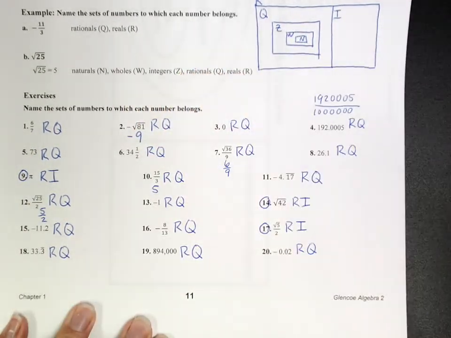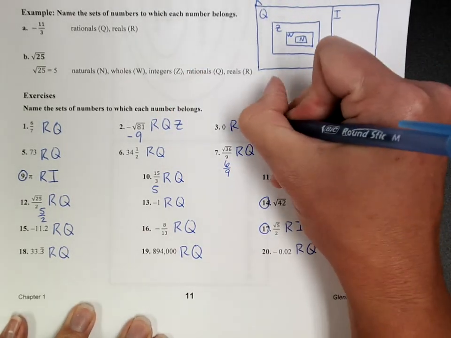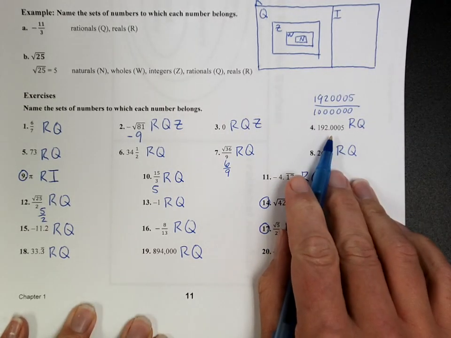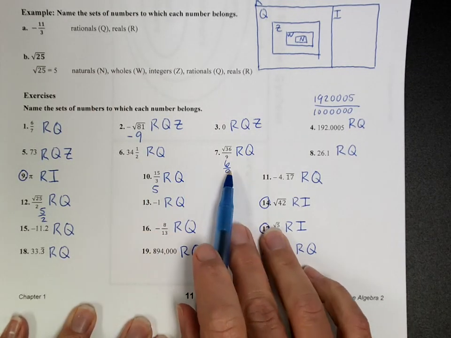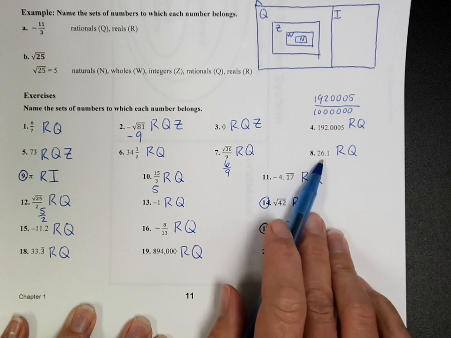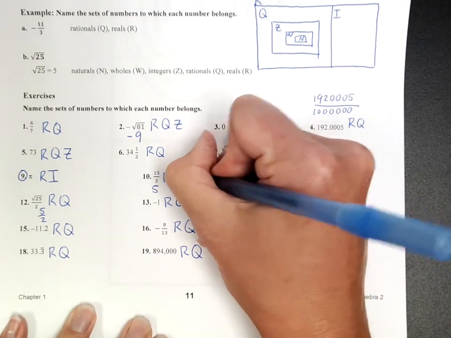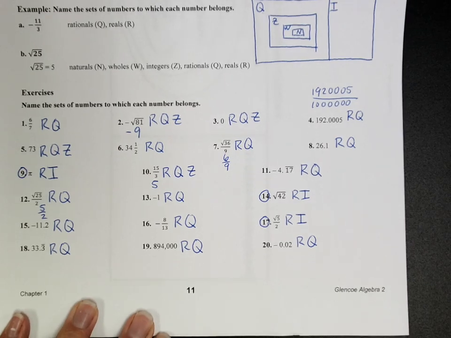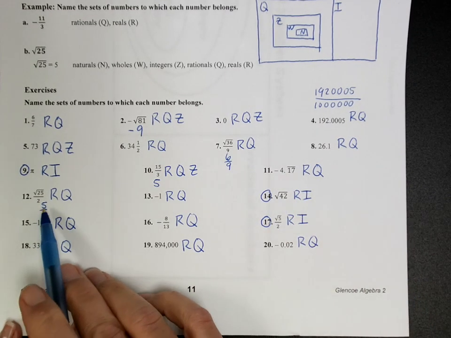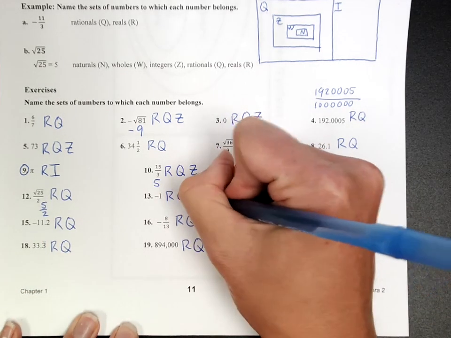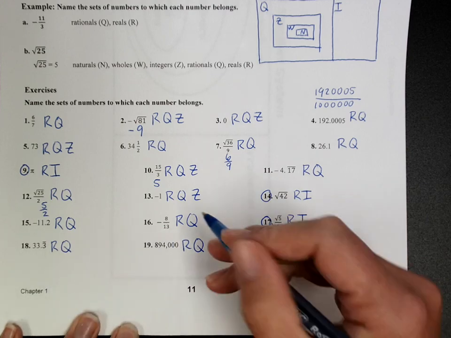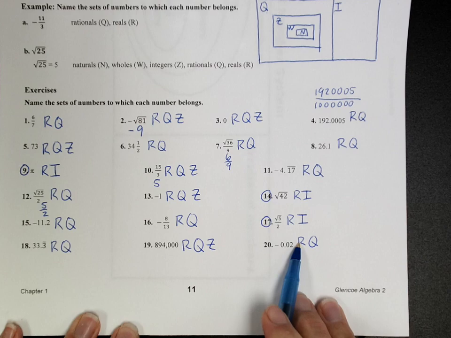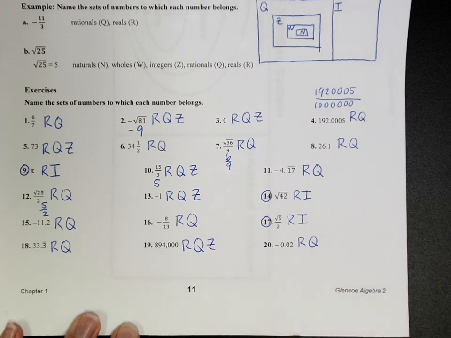Negative 9 is a counting number, so it is also an integer. 0 is a counting number, also an integer. This one's a decimal. That's not a counting number. Not a counting number. Not a counting number. Not a counting number. 5. That would have been tricky if you hadn't reduced it. 5 is a counting number. Decimals are not counting numbers. Fractions that can't reduce are not counting numbers. Integer. Not an integer. Not an integer. Integer. Not an integer.